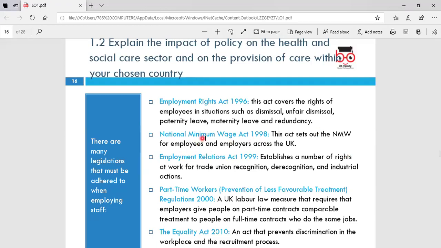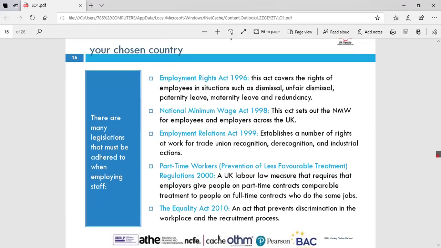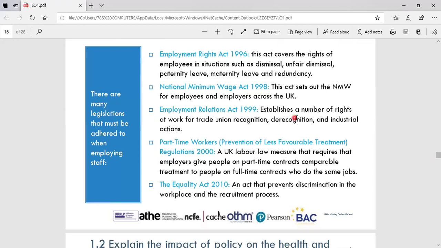Then you have the National Minimum Wage Act. This act sets out the national minimum wage for employees and employers across the UK. So you should know about this. Employment Relations Act 1999, which establishes a number of rights at work for trade union recognition, derecognition, and industrial actions.